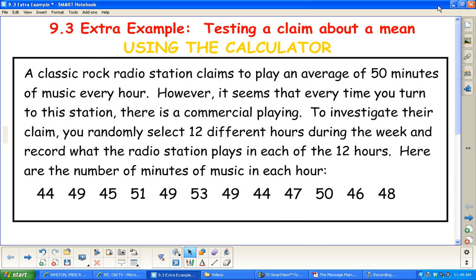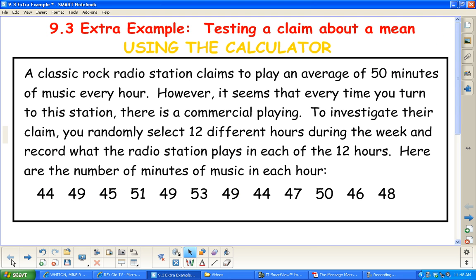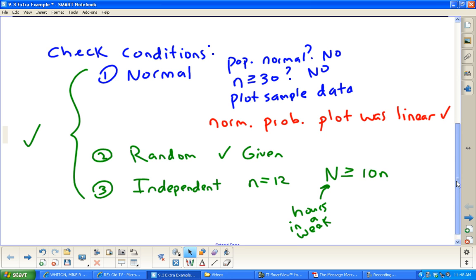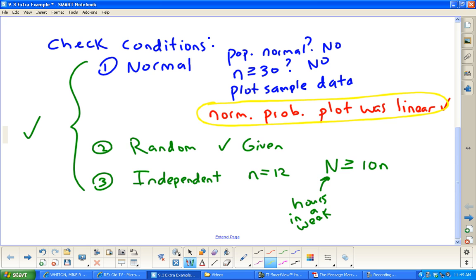Okay, so what we would do, write our statements. Actually, before that, we do have to check the conditions. We did this on the previous video, so I almost forgot. Make sure you check that it's normal. We didn't know anything about the population being normal, or the sample size was not greater than 30, so we do have to plot the sample data and check. And so when you plot the sample data, you're going to get a normal probability plot. So check the other video. We did that in a little more detail.